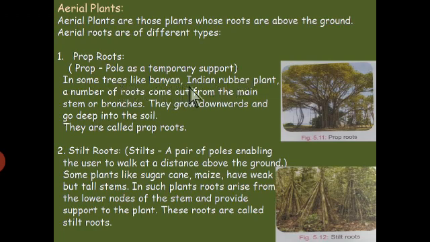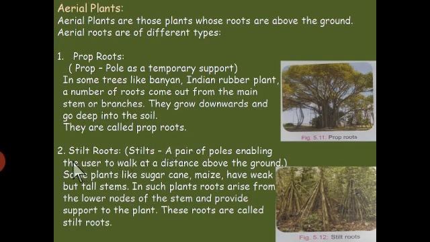In some trees like banyan and Indian rubber plant, a number of roots come out from the main stem or branches. As you can see in the picture, these are coming out from the main stem or branches. These roots grow downwards and go deep into the soil, and they support the plant by going deep into the soil and becoming strong later on. They are called prop roots.